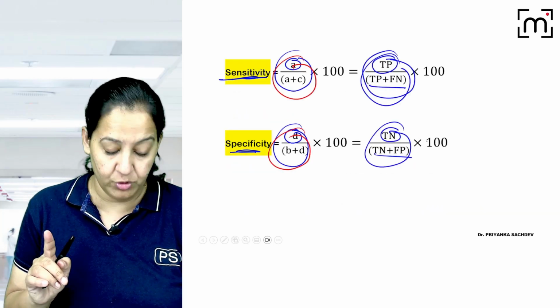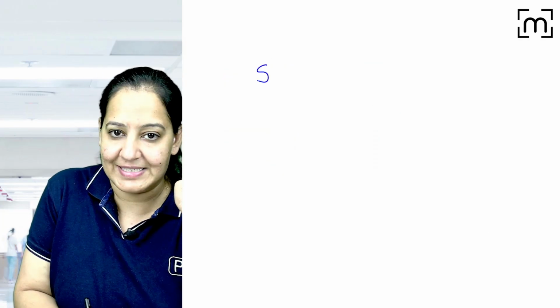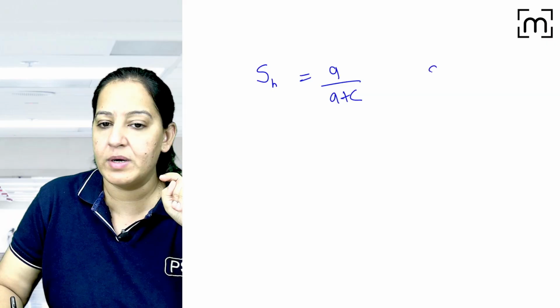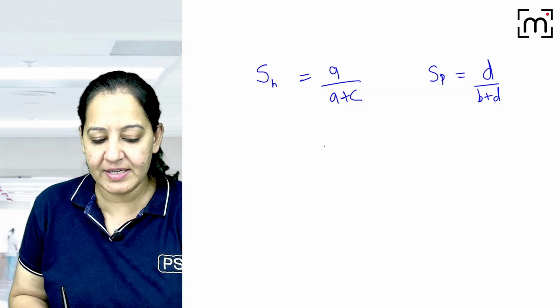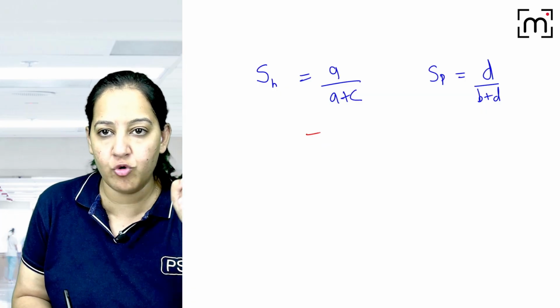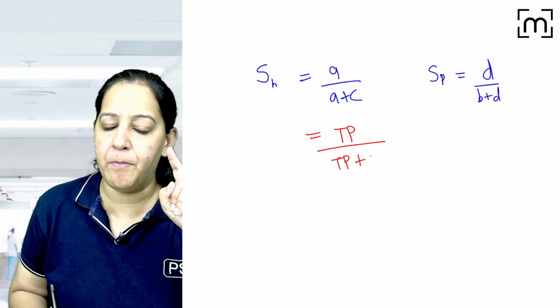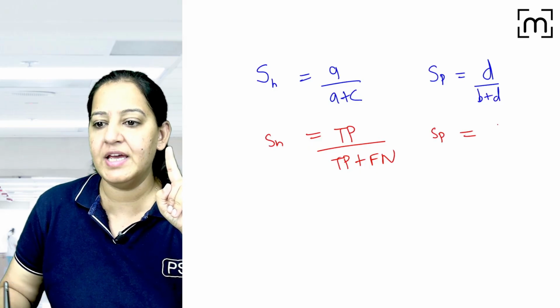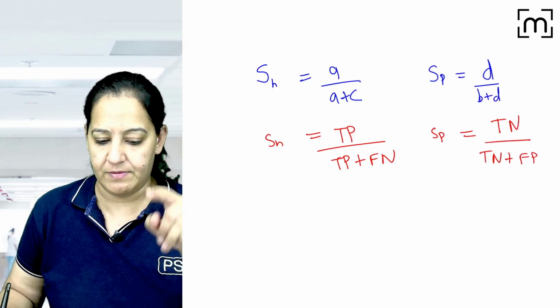In the formula itself, one more thing I would like to highlight. Sensitivity, what is the formula? We will write it once again, the last time. I want to give you one more concept. A upon A plus C. And specificity, what is the formula? D upon B plus D. So can you say the same formulas in terms of true positive, true negative? This is true positive upon true positive plus false negative. C is false negative. Here this one is sensitivity. And here specificity, D is true negative upon true negative plus false positive. I hope you got it.